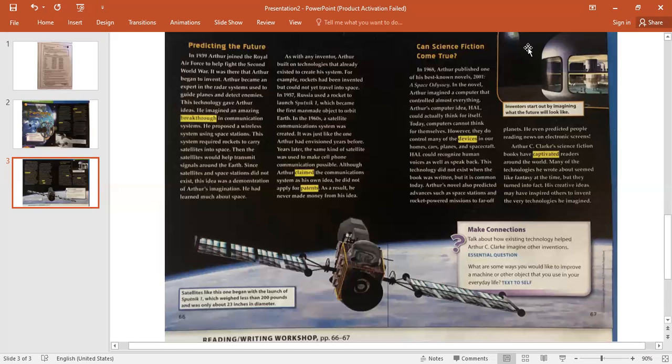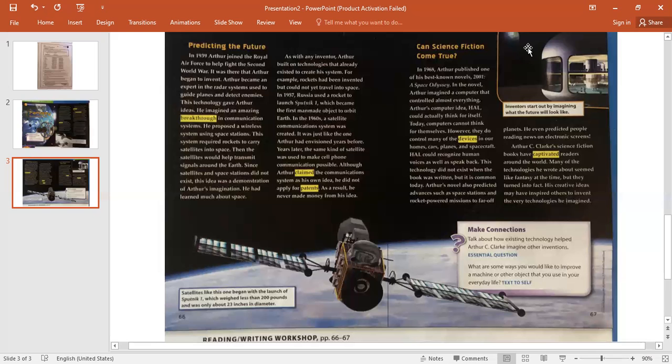All right, now think, guys, about how this technology exists today. This technology did not exist when the book was written, but it is common today. Think about Siri, for example. So this is just how some of these things have become reality. Arthur's novel also predicted advances such as space stations and rocket-powered missions to far-off planets. He even predicted people reading news on electronic screens. So this is, again, something that all of us do today.